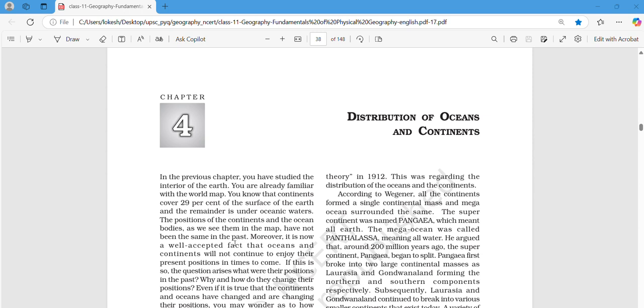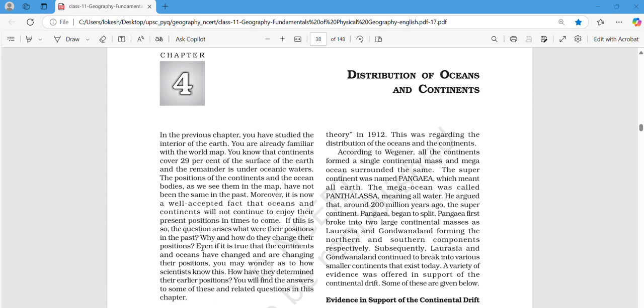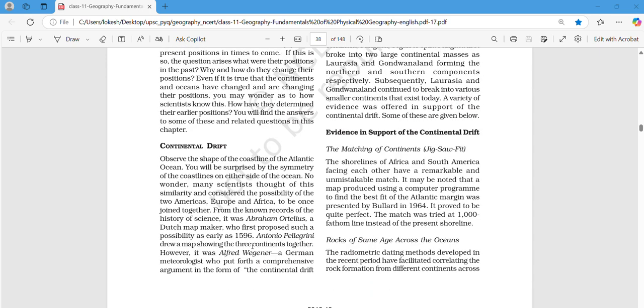Okay, if this is so, the question is what were their positions in the past, and why and how did they change? Even if the continents and oceans have changed and are changing their positions, you may wonder as to how the scientists know this. Have they determined the early positions? You'll find answers. Okay, so it starts with continental drift.